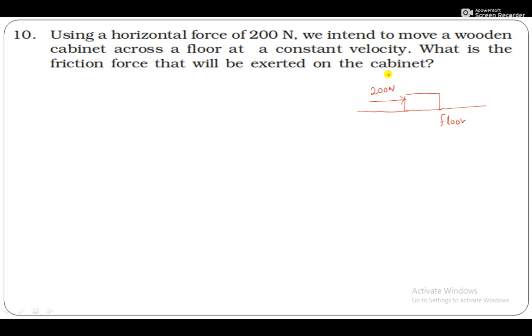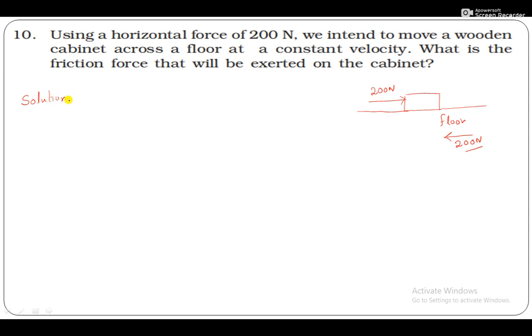According to Newton's law, the force is in this direction, therefore the frictional force will be opposite in direction. And according to Newton's third law of motion, to every action there is an equal and opposite reaction. Therefore, in this case the reaction will also be the same, that is 200 Newton, but in the opposite direction. This is the answer. We are writing the solution: the question, and then the answer here.